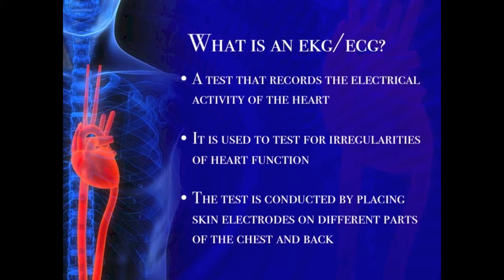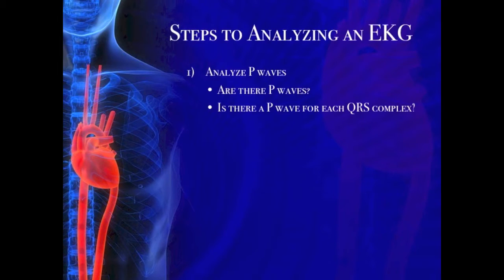The way the test is conducted is by placing skin electrodes on different parts of the chest and back, which views multiple angles of the heart. There are 4 steps to analyzing an ECG. Step number 1 is to analyze the P waves. Are there P waves? Is there a P wave for each QRS complex? In a normal sinus rhythm, there should be a 1-to-1 ratio.